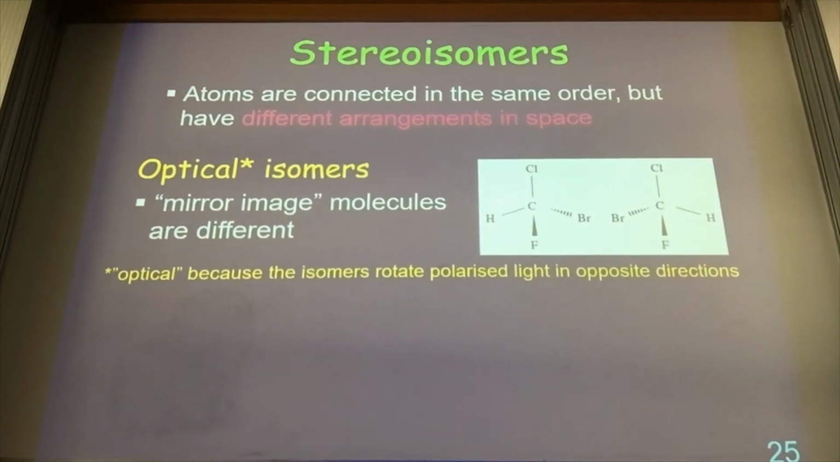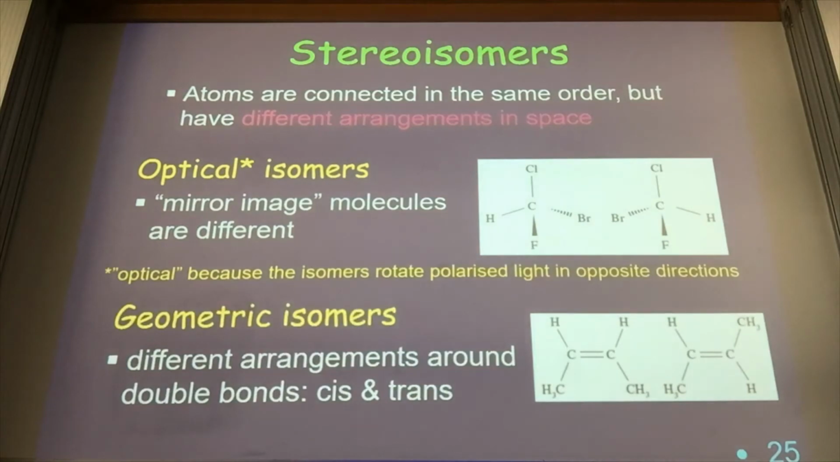and geometric isomers, stereoisomers in general. So what we have is atoms connected in the same order but different arrangements in space. So first of all, optical isomers. They're basically mirror image molecules. Optical, because one way of detecting them is that if you shine polarised light through a purified sample, they rotate polarised light in different directions. Geometric isomers are where you've got different arrangements around double bonds, so cis and trans isomers.